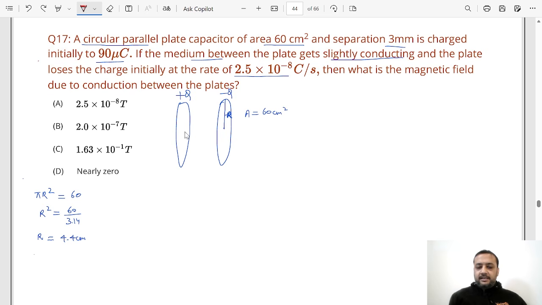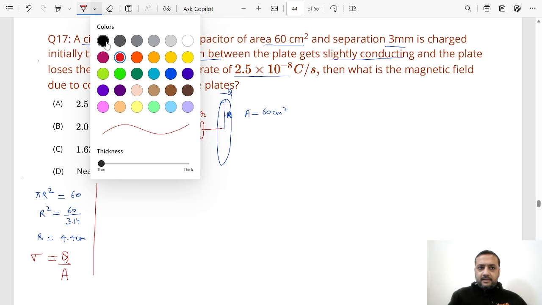Now look, the idea here is that suppose I find the surface charge density on this plate initially. We can say that surface charge density is sigma, which will be Q upon the area of this plate. Now imagine a circular cross section which is coaxial with the axis of the plates, of radius small r. A circular cross-sectional surface, basically this kind of a surface, of radius small r.